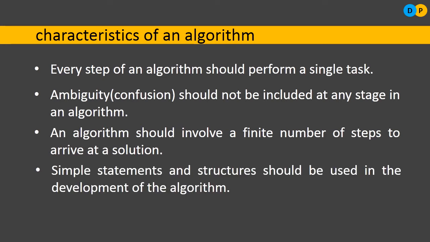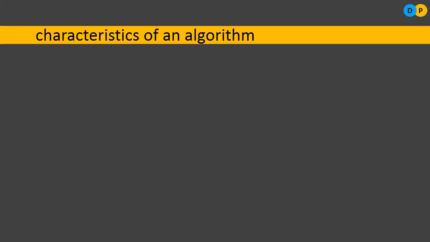And the fourth characteristic is that simple statements and structures should be used in the development of an algorithm. Why this characteristic? Because an algorithm will be referred to and used by a different set of programmers. In order to convert the algorithm to code, to a program, first of all the algorithm needs to be very simple and use simple structures, so that the developer can understand each and every step and convert it into a program. That's why simple steps and structures should be used in the development of the algorithm.